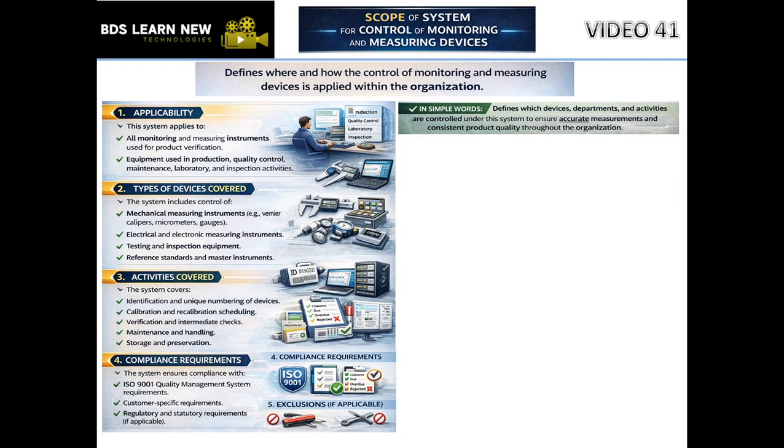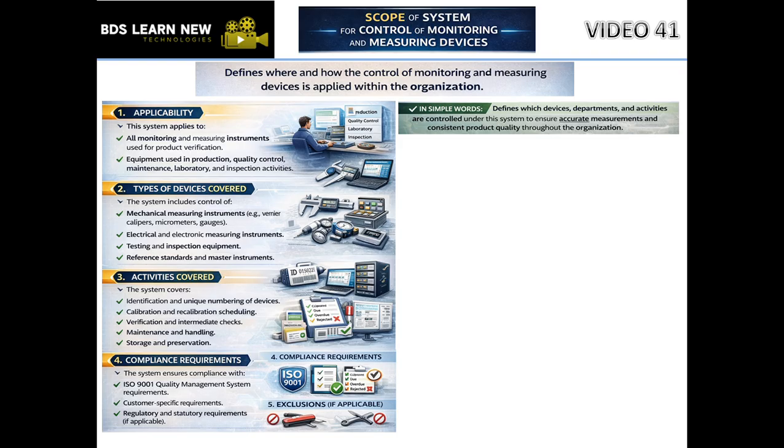Scope defines where and how the control of monitoring and measuring devices is applied within the organization. Now we have these 4 points, right? First of all, applicability. This system applies to all monitoring and measuring instruments used for product verification. Remember, product verification. Equipment used in production quality control, maintenance, laboratory and inspection activities.